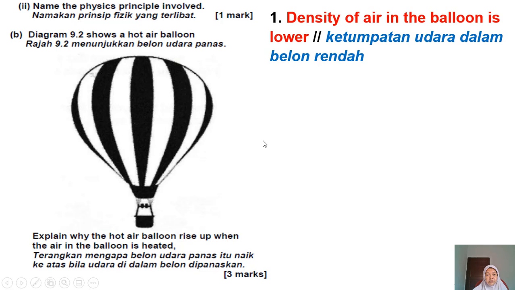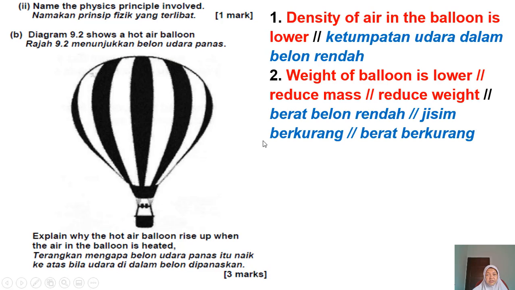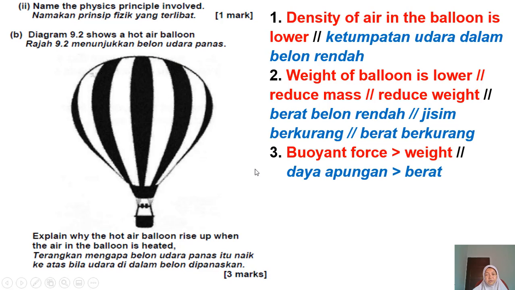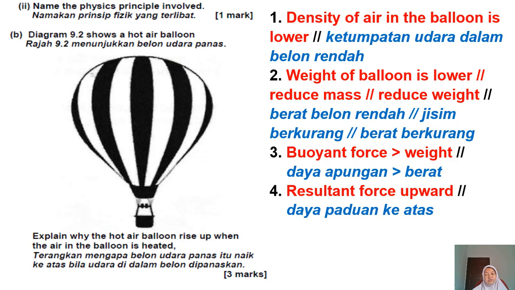Ideally kita nak apa? Weight of balloon is lower, right? So to reduce the mass. So kita ada yang pertama, nak reduce mass, kita lower the density of the air in the balloon itself, so that we have a buoyant force larger than the weight, right? So resultant force upward, therefore daya padu ke atas dan balon udara tu akan naik ke atas.